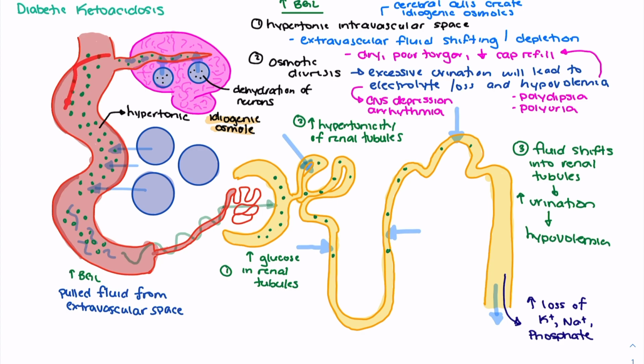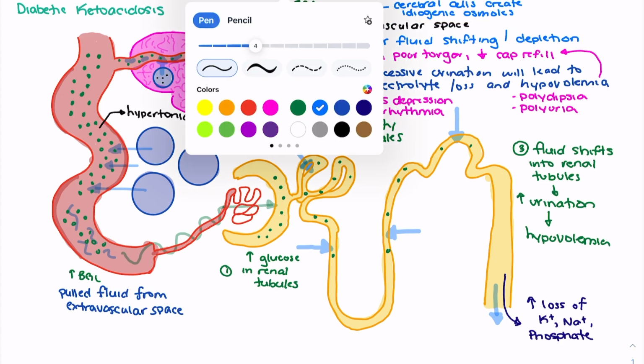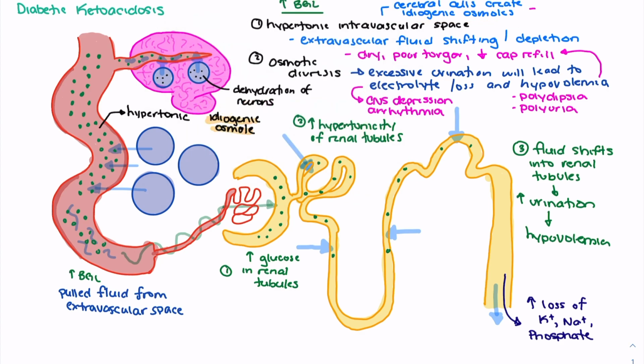But as soon as we reverse this fluid gradient, so if we give tons and tons of fluid and reverse the gradient, this could be the same if we try to correct the BGL too quickly. So we give a lot of insulin, for example, and store all of this glucose. As the blood starts to become isotonic or hypotonic, we see fluid shifting into those cerebral cells because of those idiogenic osmoles, and that puts the patient at risk of cerebral edema with treatment.